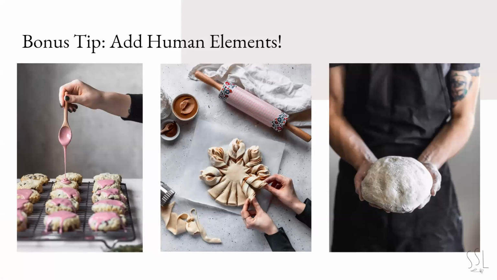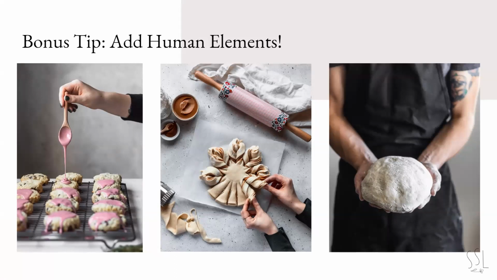Okay, so the last bonus tip I want to talk about is human elements. Human elements are so important in food photography because ultimately food brings people together across all cultures. Adding a human element really helps people connect not only to your photo, but to you as a person. And people like seeing other people, and adding a human element can really add a lot of depth and help you tell your story through your photo.